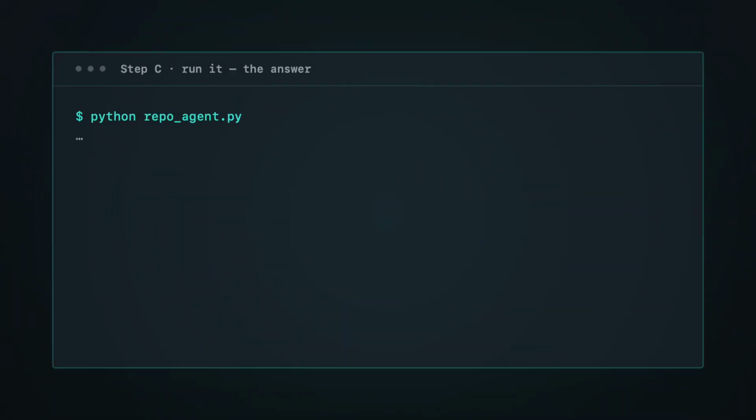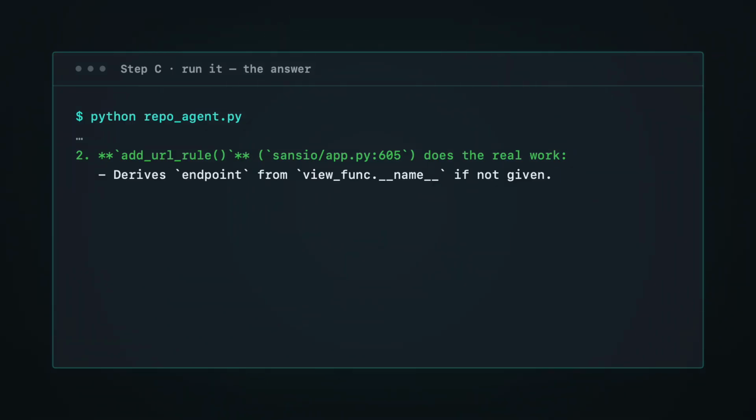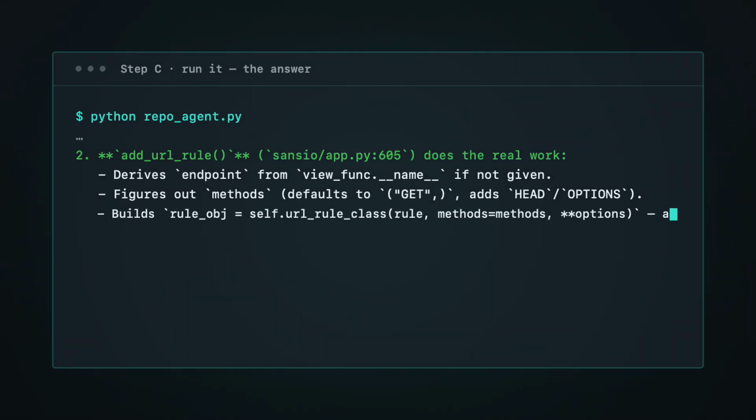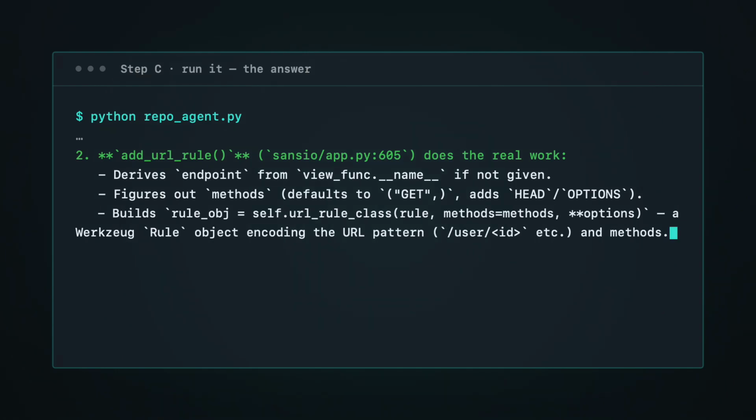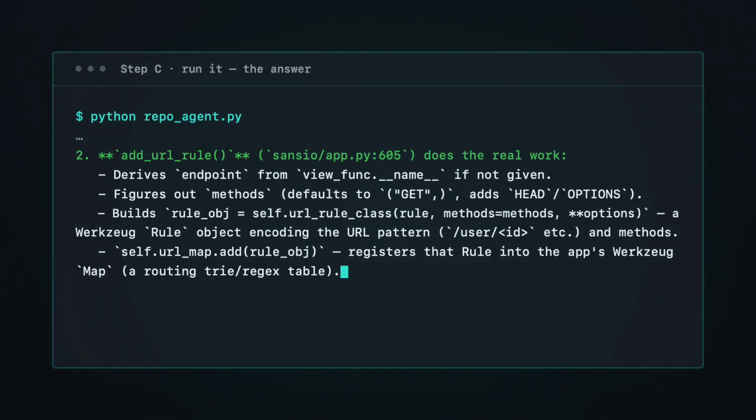Run it. The agent searches the source for route, finds it in the scaffold file, follows the call into the app file, and reads how each route registers a rule on the URL map, then answers, citing the real files and line numbers. This is the actual output from that run, trimmed to fit the screen.